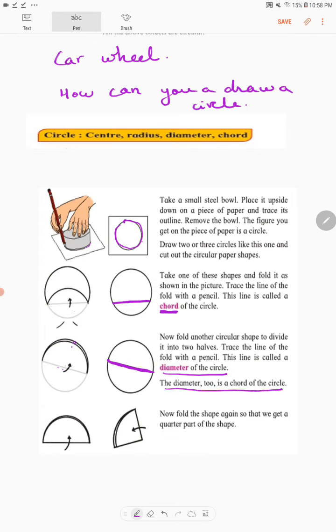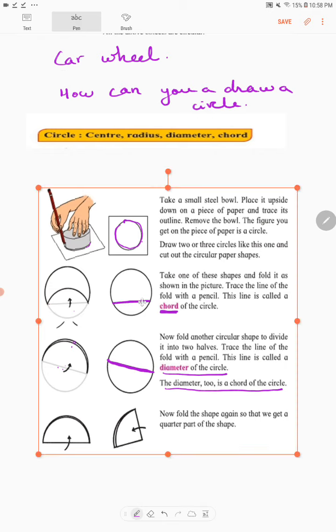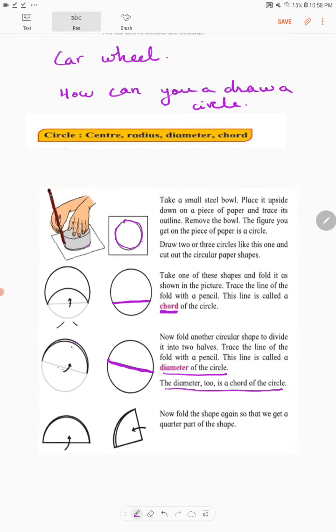Okay, what is a chord of a circle? A line drawn which joins two circular edges of the circle. So a chord is nothing but that. This can be a chord, this can be a chord, this can be a chord. So the diameter is the longest chord. What is the diameter? The diameter is the one which divides the circle into exactly two halves.